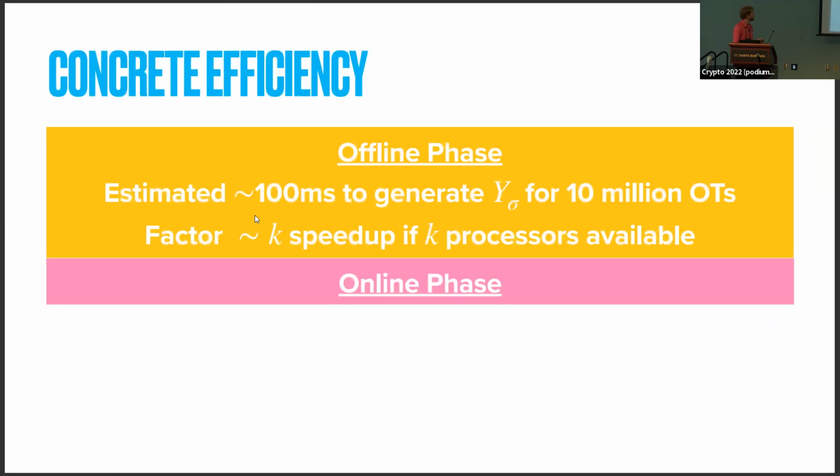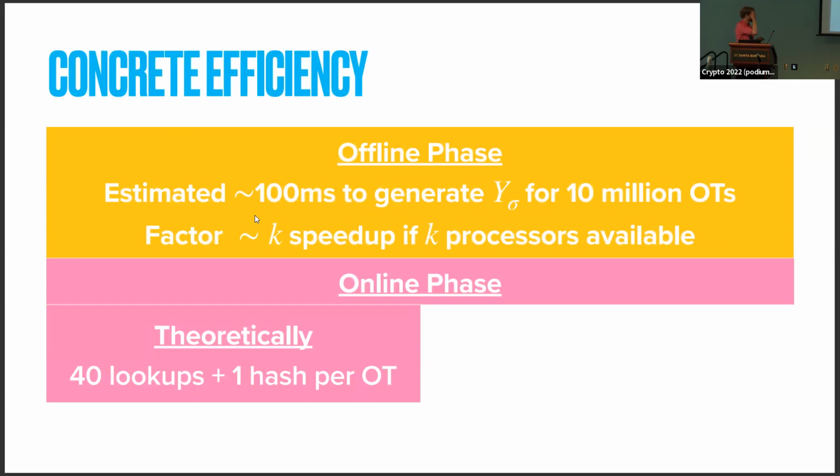Okay, and now in the online phase, theoretically, it seems like, for reasonable parameters, for 128 bits of security, it should take about 40 lookups. So that's basically the density of all the rows that we need to do the inner product with, plus this additional hash operation to get the OTs.